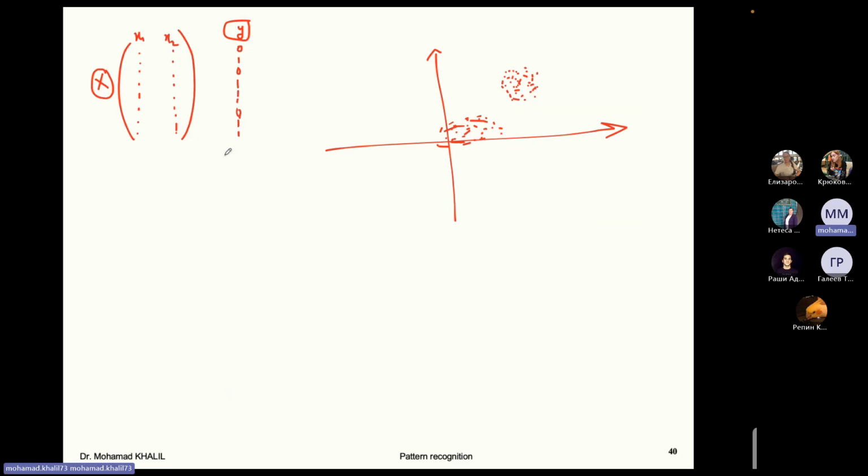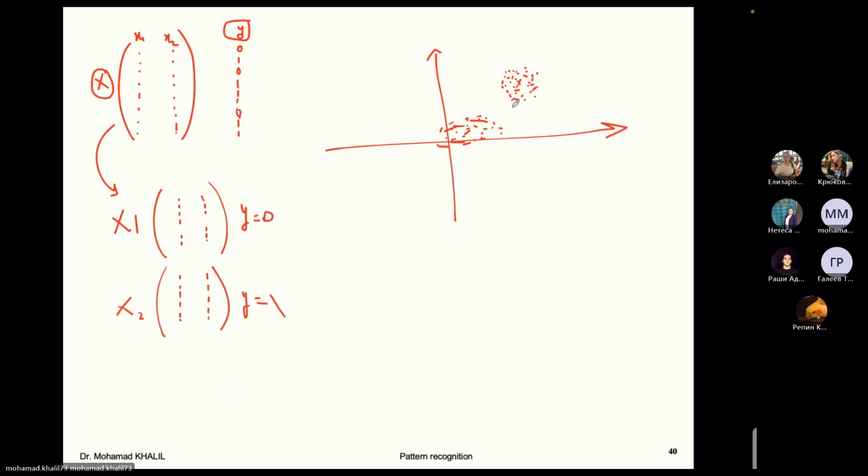So if you want to suppose that these classes are parametric, what do you have to do? Directly separate: x1 corresponds to class 1, all of y equals 0, and x2 for the class with all of y equals 1. You separate this data and this data. Okay, great.